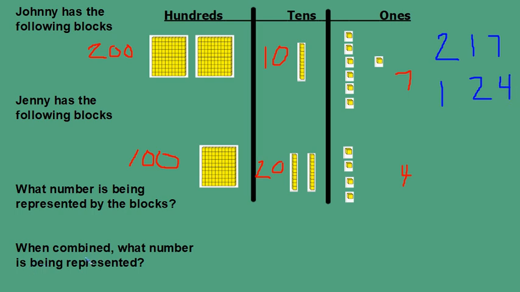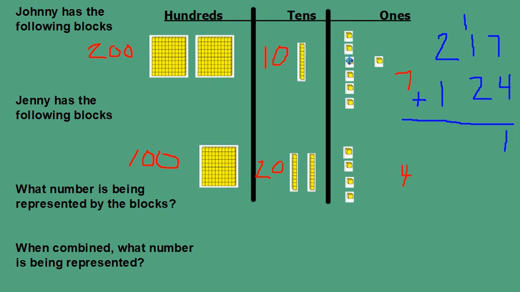When combined, what number is being represented? So now I'm going to add their two amounts together. 7 plus 4 is 11. Now remember, any number that's 10 or more can't stay in the ones place. 7 plus 4 is 11. So the 1 is going to stay here. But we need to carry a 1 over to the tens place. And let me show you that with the blocks.